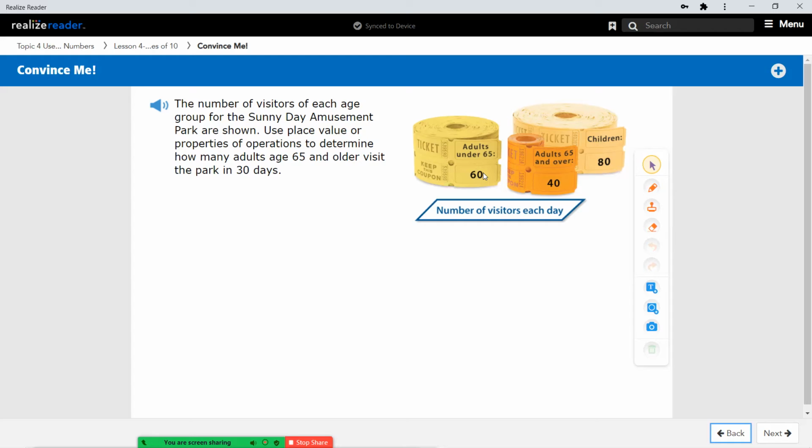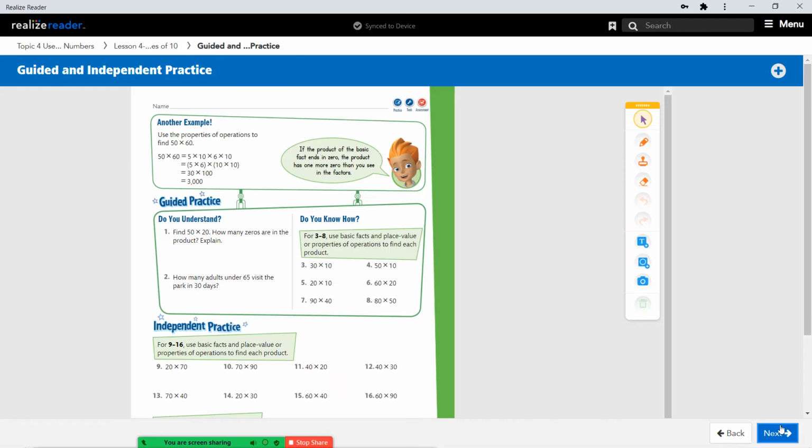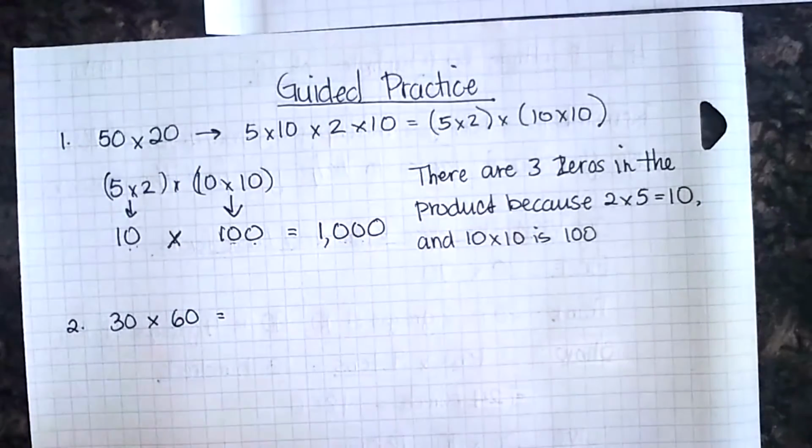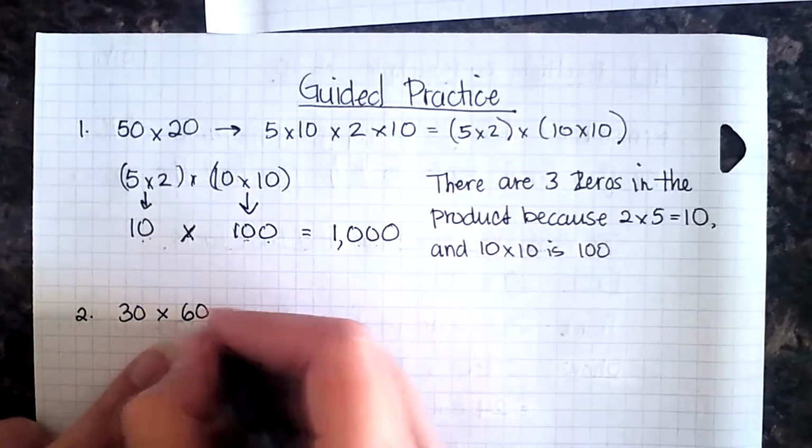So over here, we're going to do 30 days times 60 adults. So we'll go back and take a look at our guided practice question just to make sure. So how many adults that are under the age of 65 visit the park in 30 days? We saw that in 30 days, 60 adults that were under the age of 65 visited each day.